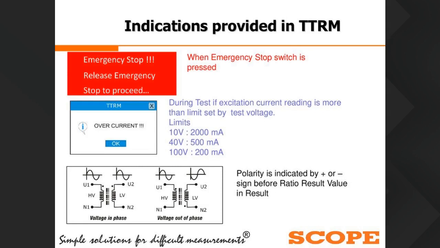If we have pressed the emergency stop, the instrument will show that the emergency stop is there, and to release the emergency stop to proceed. This command indication will occur on the TTRM display. If there is overcurrent during the test, that is if the excitation current is more than the limit that we have already set, it will give a command that is overcurrent. And we also have indications for the polarity. For additive polarity it will give a positive sign, and for negative or subtractive polarity it will give a negative sign, plus and minus sign.